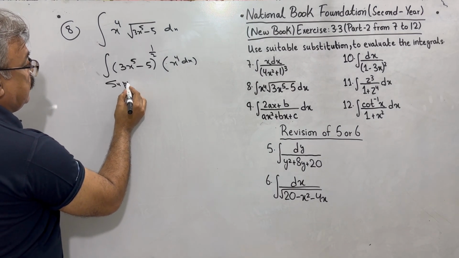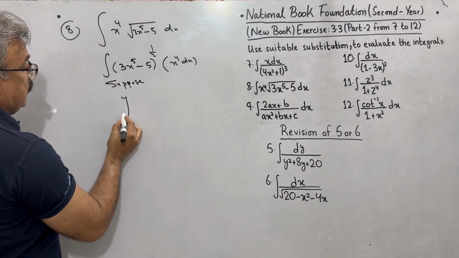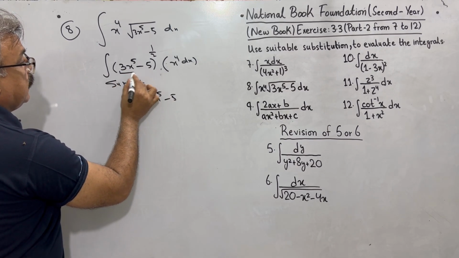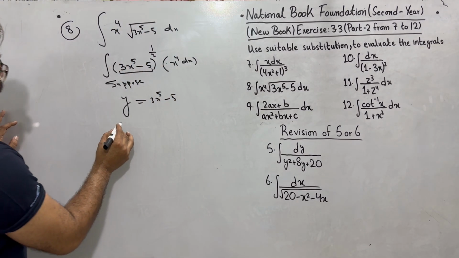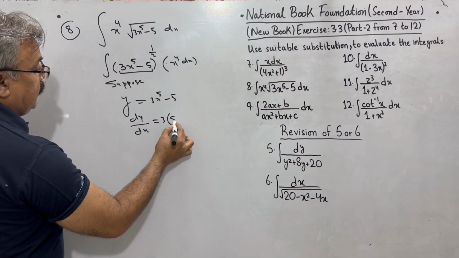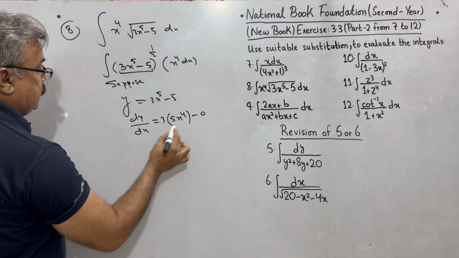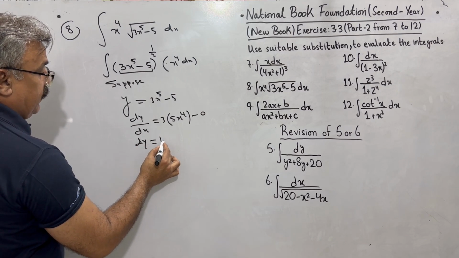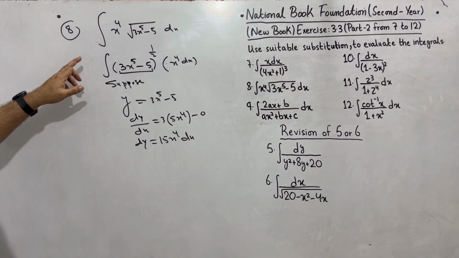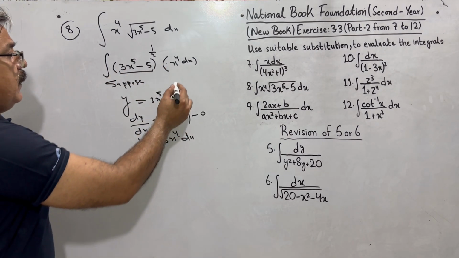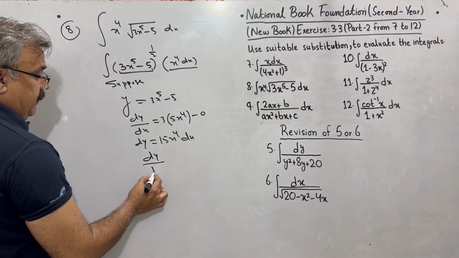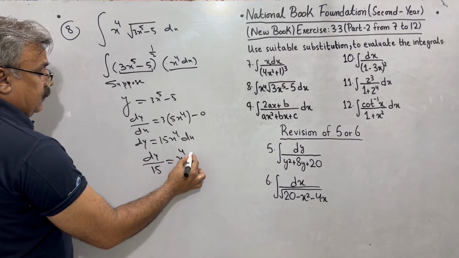Suppose f of x, or y, is equal to our function. Suppose y is equal to 3x raised to 5 minus 5. Take only the base without the overall power. Differentiation with respect to x, dy over dx, 3x5 means 15x4 minus 0. So we have dy equal to 15 times x4 dx. This is another style; or we can directly divide and multiply by 15. Or find the value of x4 dx: shifting 15 here, dy divided by 15 is equal to x4 dx.